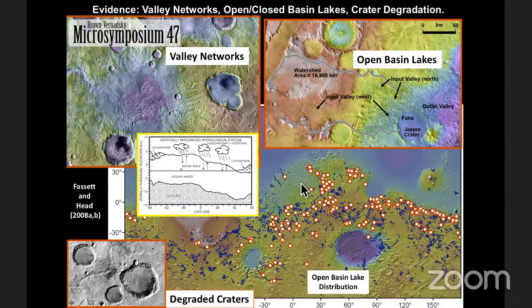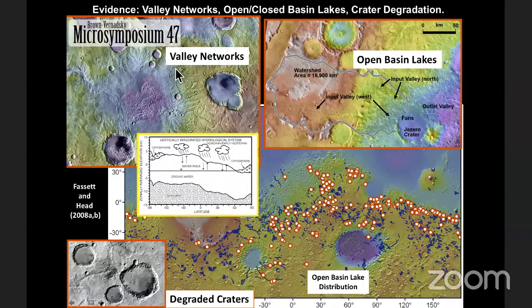So there's a couple of hundred of these open basin lakes shown here in these red circles. And you can see here in blue, all these areas here, these are mapped valley networks. They're distributed in the southern uplands, along the margins of the southern uplands. And they're concentrated in a band that's at an angle to the equator here.